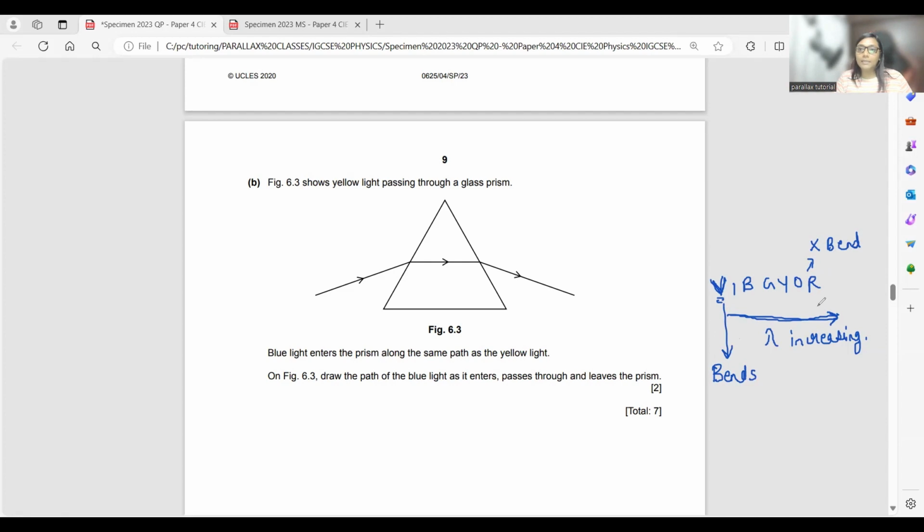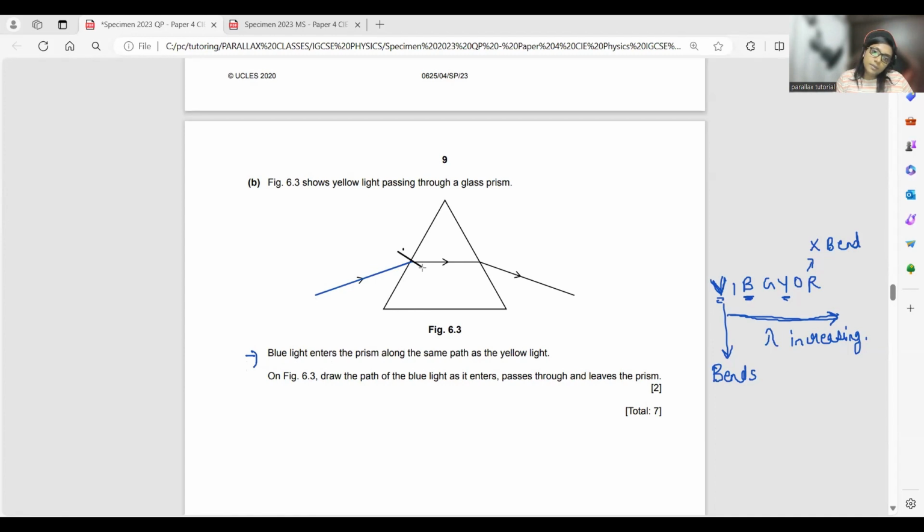Okay, keeping that in mind, we know that blue will scatter more as compared to yellow. Now it says blue light enters the prism along the same path as yellow light. That means the path of yellow light, let's retrace it. So this is blue light now. Same path means this path is same as yellow. Let's draw the normal on the prism. So here we go.